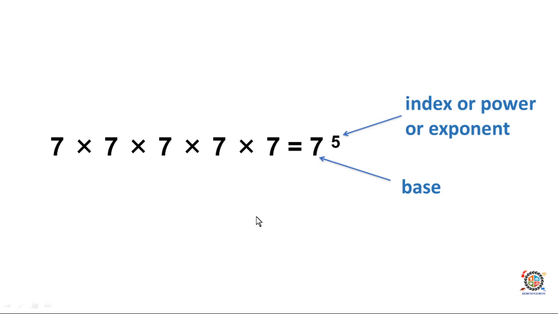7 to the power of 5. Meaning, 7 is your base and 5 is the number of times that you multiply the number 7 to itself, which is what we call the index, the power, or the exponent. Okay? Now, let's move on to the first rule or first law of exponent.